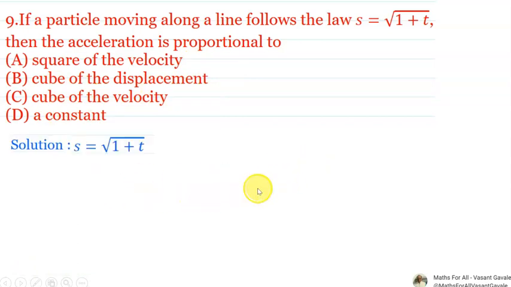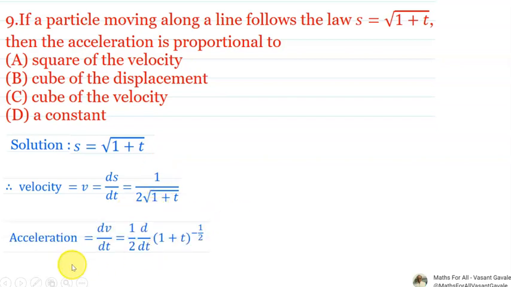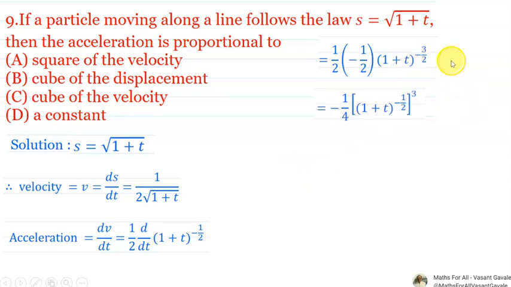s is equals to root of 1 plus t, therefore its velocity v is equals to ds upon dt is equals to 1 upon 2 times root of 1 plus t. Acceleration dv by dt is equals to, again differentiating, 1 upon 2 d by dt of 1 plus t raised to minus 1 upon 2, and its derivative, t plus 1 bracket is to minus 3 by 2. Again we will simplify in this way, minus 1 by 4 in bracket t plus 1 bracket is to 1 upon 2 raised to 3.